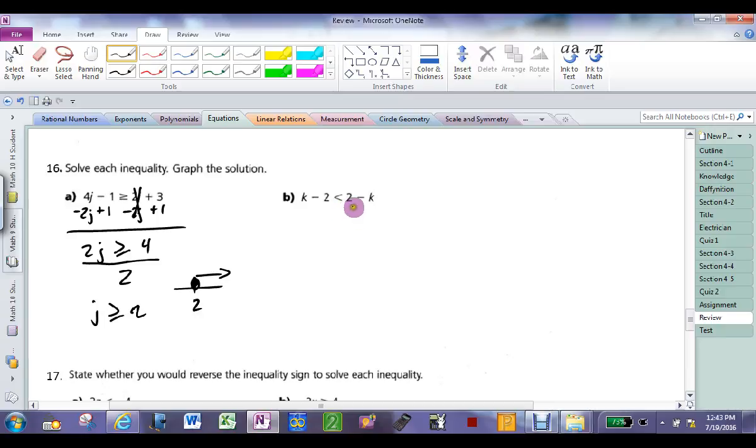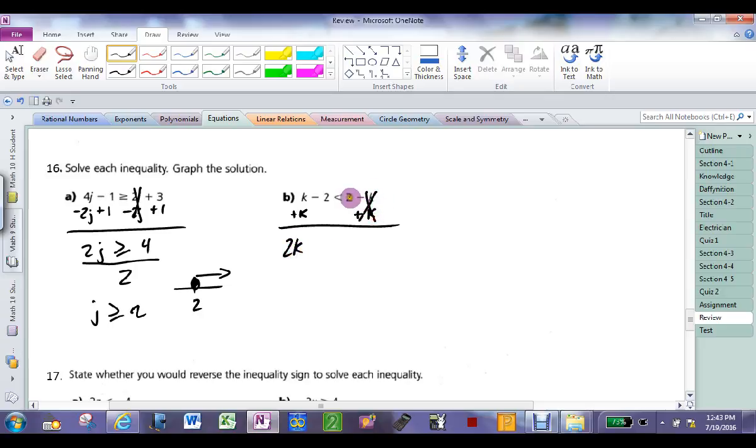Yeah, I'm only allowed to have one letter, so I've got to move one of those letters. Which one? K or negative K? Negative K. So I add a K to both sides. Now how many Ks do I have? K plus K is 2 Ks.